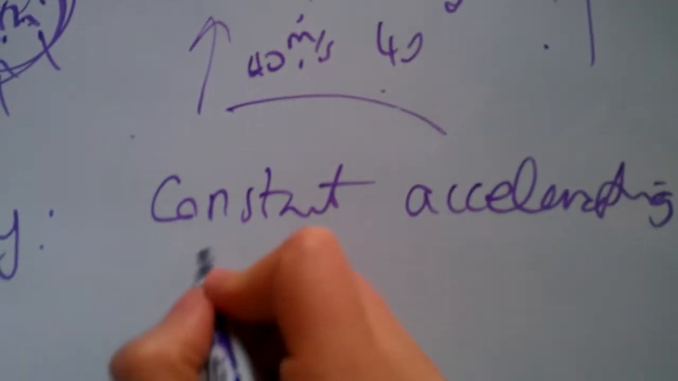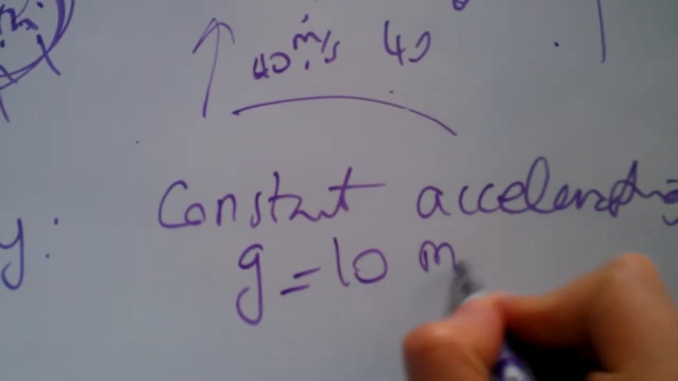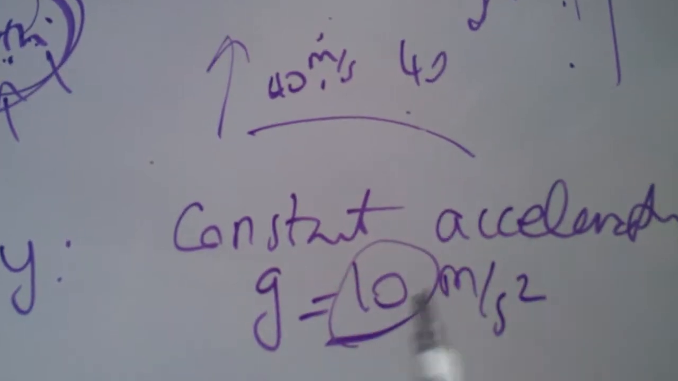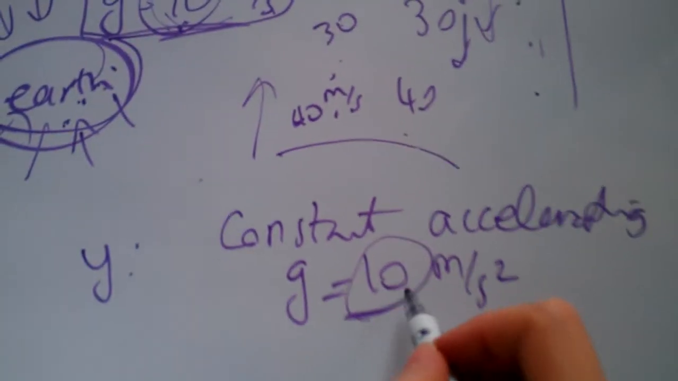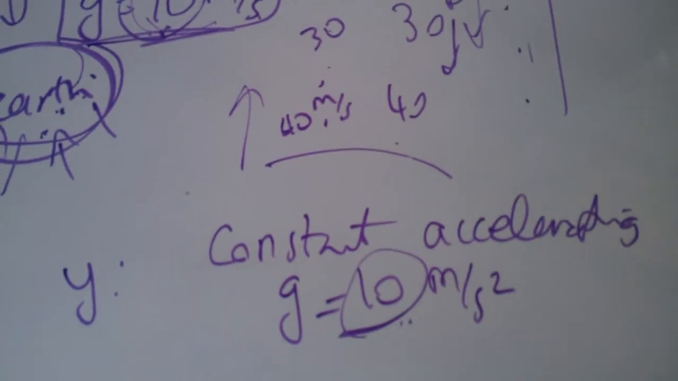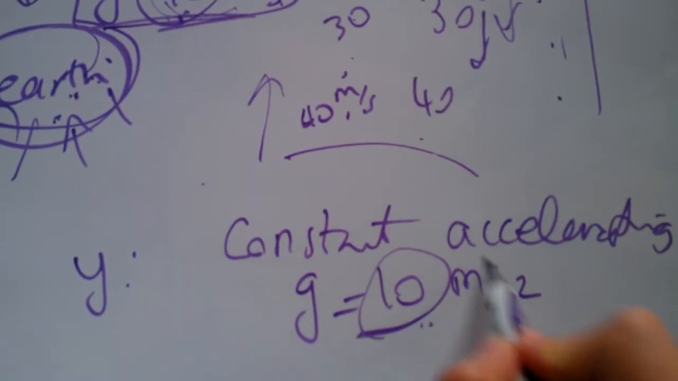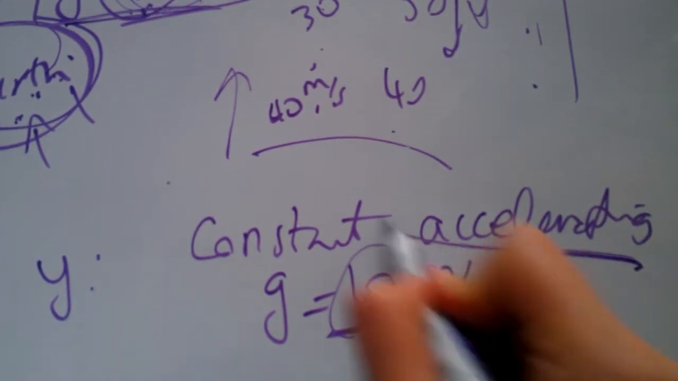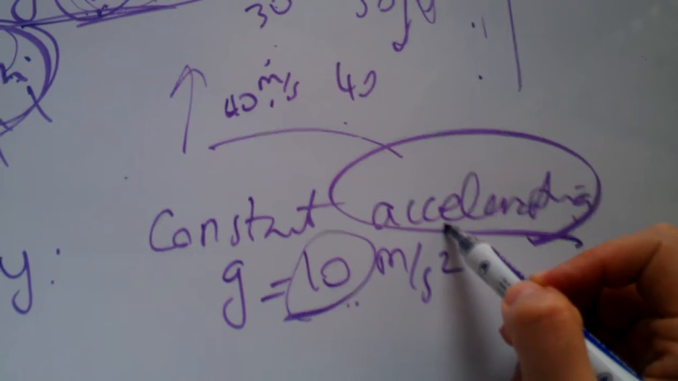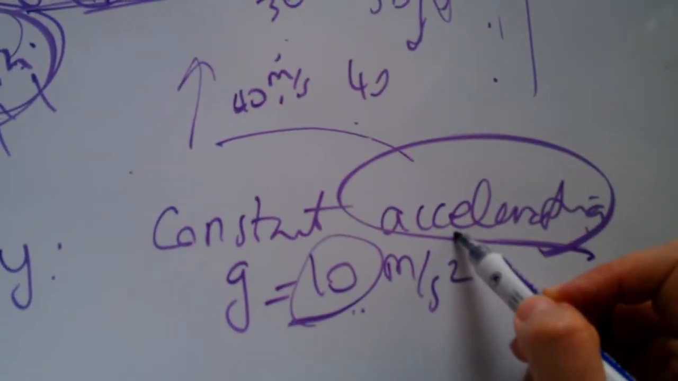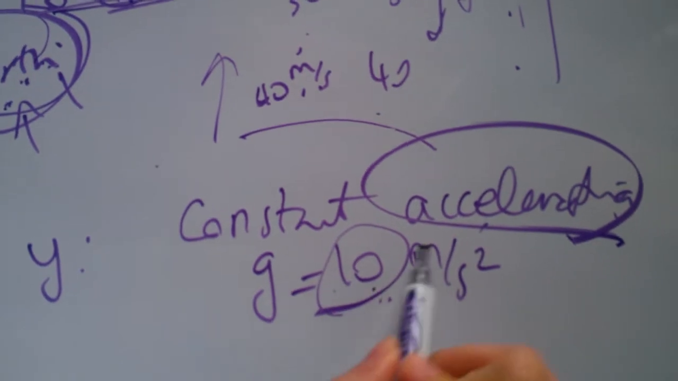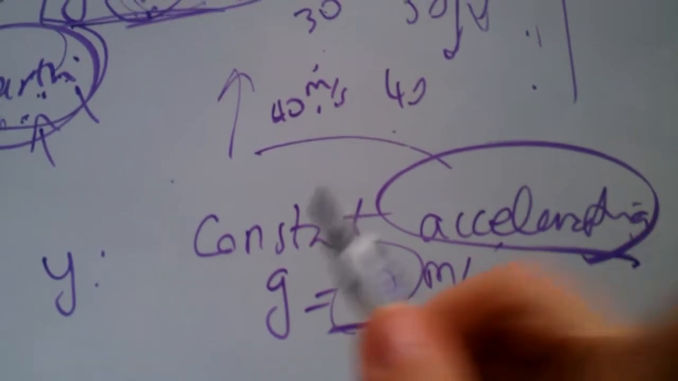How much is the acceleration? 10 meters per second squared. This 10 meters per second squared is constant, which means that it's not like one time it's 11, one time it's 5, one time it's like 0.2. It's constant 10 meters per second squared, but it's accelerating motion, which means that it changes the speed accordingly. How much is the change in the speed? 10 meters per second in 1 second.